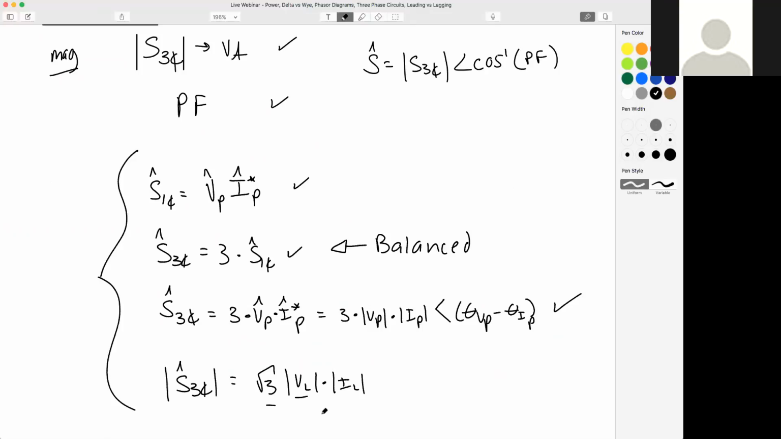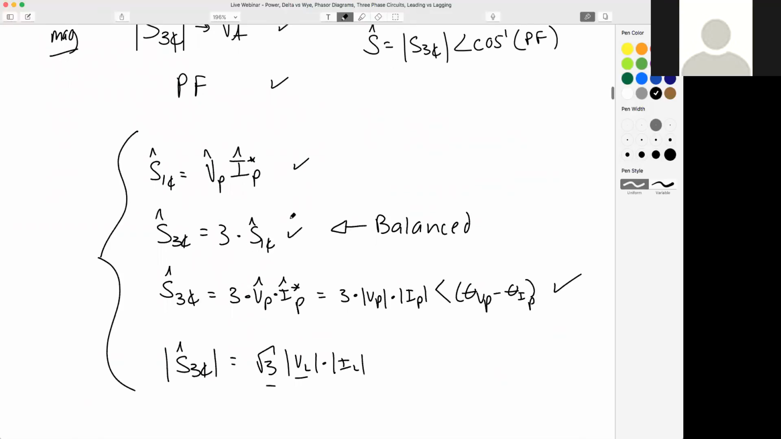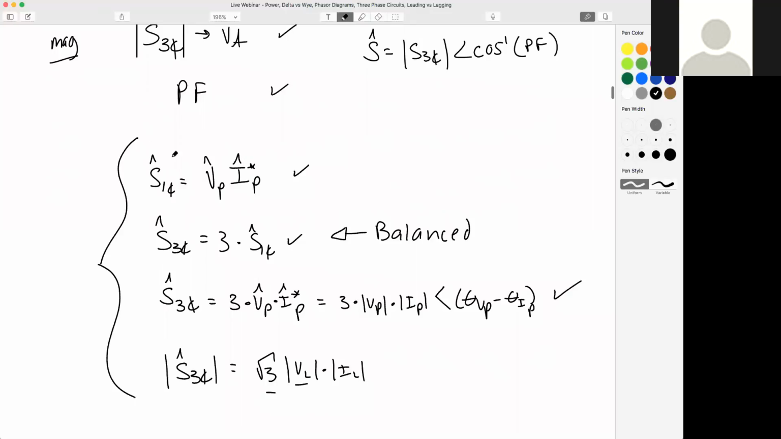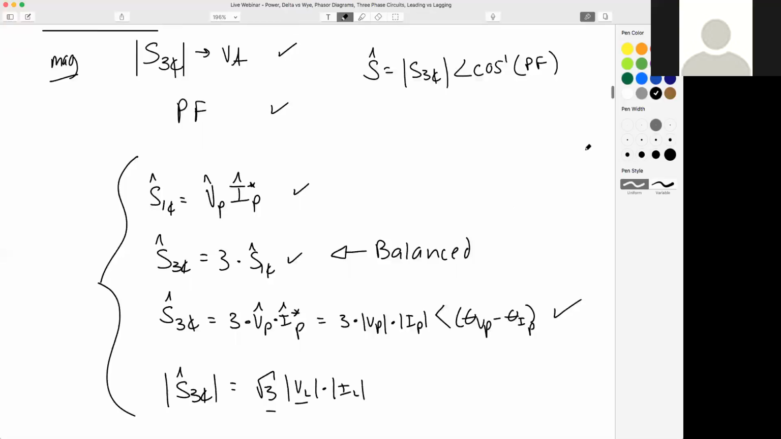Okay, I'm looking at the chat. Any questions with this right here, with what we did? And I'm not going to get into the I squared Z or V squared over Z equations. That won't be for tonight. Any questions at all? I'm not seeing anything in chat, so I'm going to assume you're all experts and masters, and I will move on.